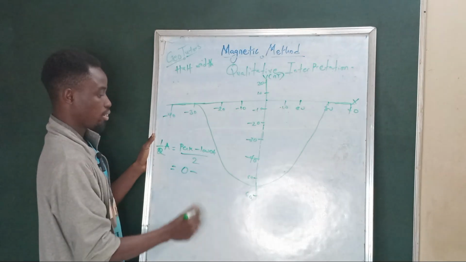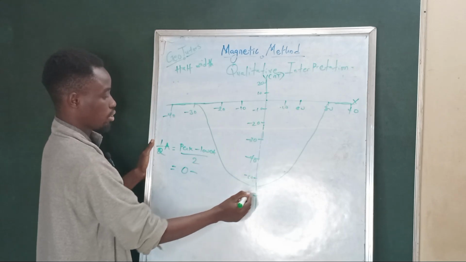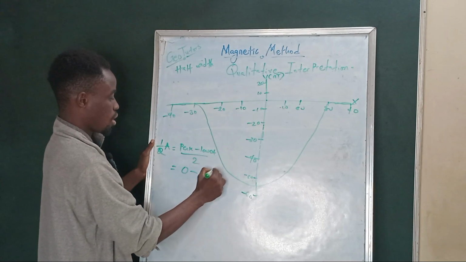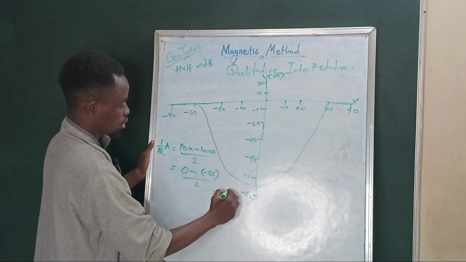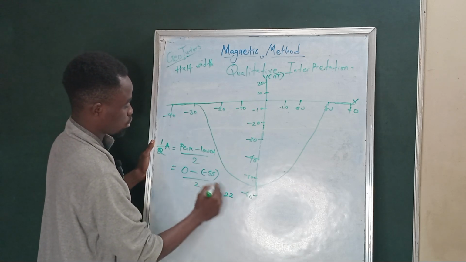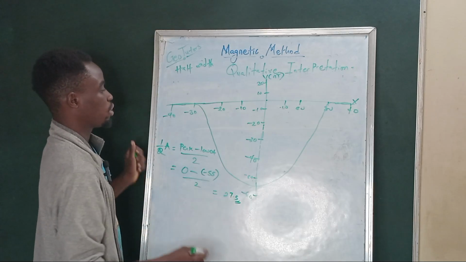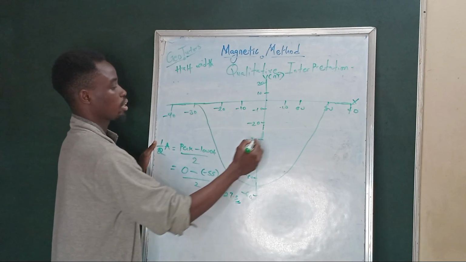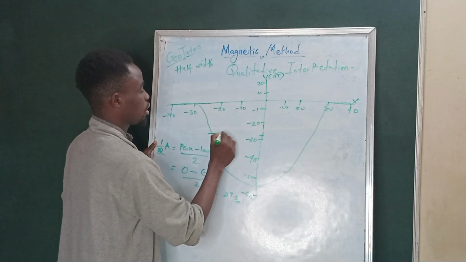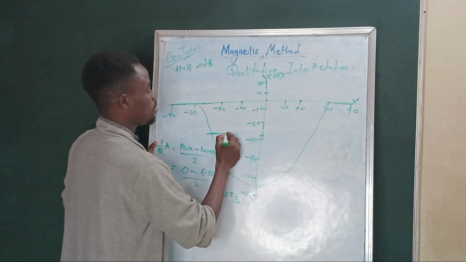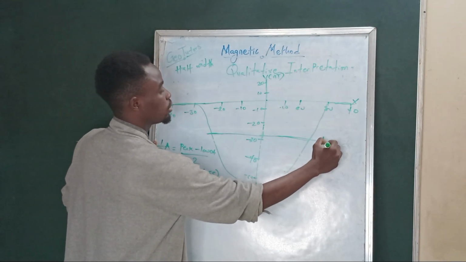So we have 0 minus the lowest, which is in the middle between minus 50 and minus 60, so that's like minus 55. 0 minus minus 55, divided by 2, gives us 27.5. So 27.5 is around this place, and this is where we have our half amplitude. You're going to rule a straight line here.